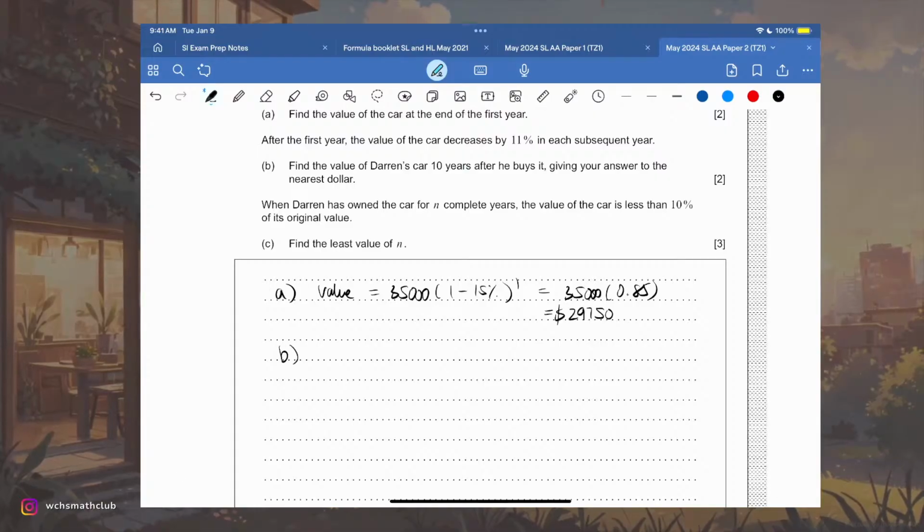Part B, find the value of Darren's car 10 years after he buys it, given your answer to the nearest dollar.